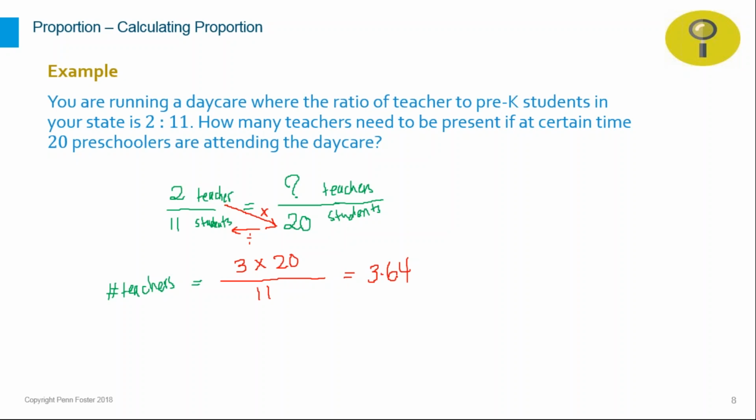And since we're talking about teachers, not pounds, for example, then the minimum number of teachers that have to be present on that day would be 4. 4 teachers needed that day, because you cannot break down a teacher to 3.64 teachers. That's what I mean. So common sense says the daycare needs 4 teachers to be present at a time on that day.